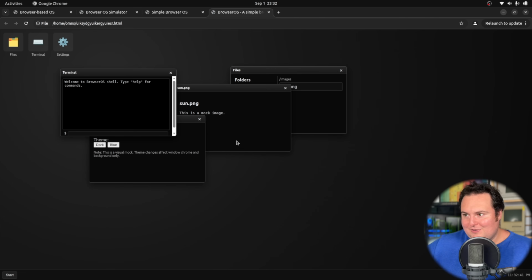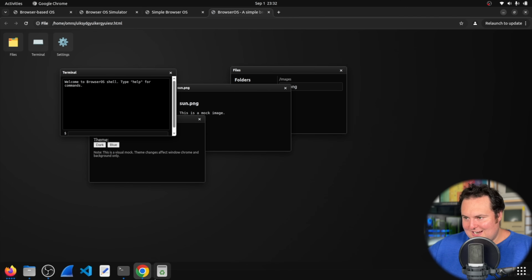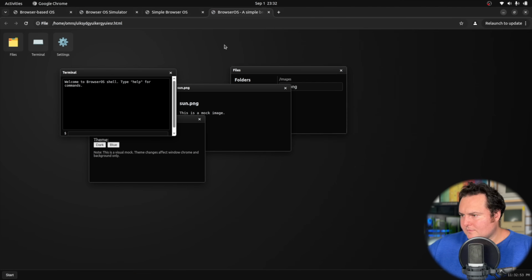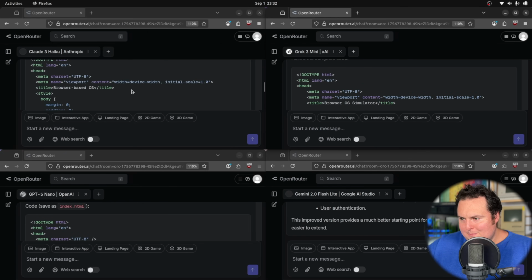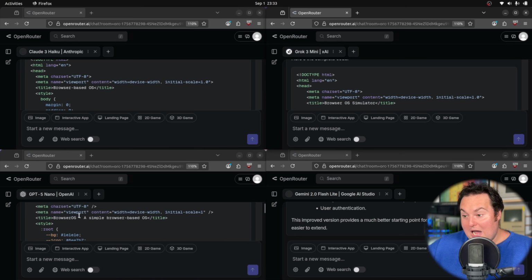So now I need to figure out what these results actually were, and I will just probably do that by name. So first and foremost, from best to worst, we have browser OS, a simple browser, blah, blah, blah. Okay, so who made browser OS, a simple browser? It wasn't the Claude one? Was it OpenAI? Wow, GPT-5 Nano is a beast. Suspiciously good.